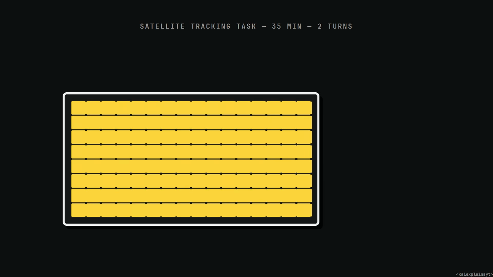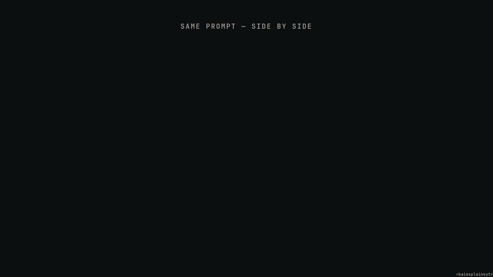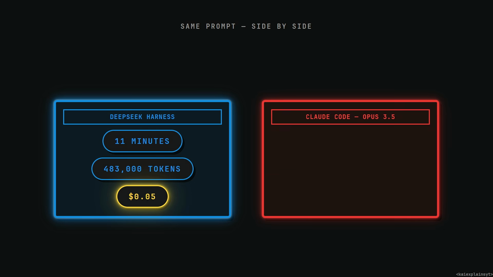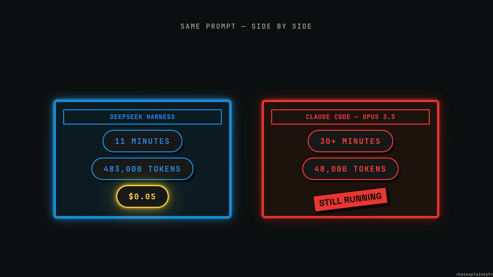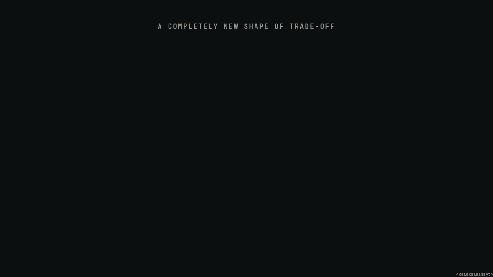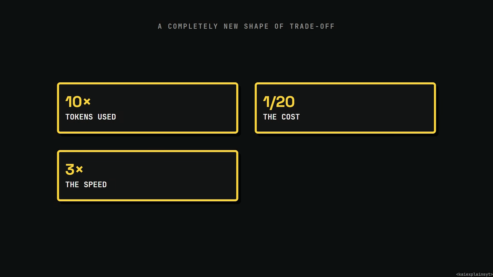And it works. One tester put a satellite tracking task through it, 35 minutes, 2 turns, 20 million tokens, 100% cache hit rate. Another ran the same prompt through DeepSeek Harness and Claude Code side by side. DeepSeek Harness finished in 11 minutes, used 483,000 tokens, cost 5 cents. Claude Code with Opus 5 was still running at 30 minutes, had used 48,000 tokens, and the human judging the outputs said Claude's result was the more professional one. So that's 10 times the tokens, a 20th of the cost, 3 times the speed, and a worse output.